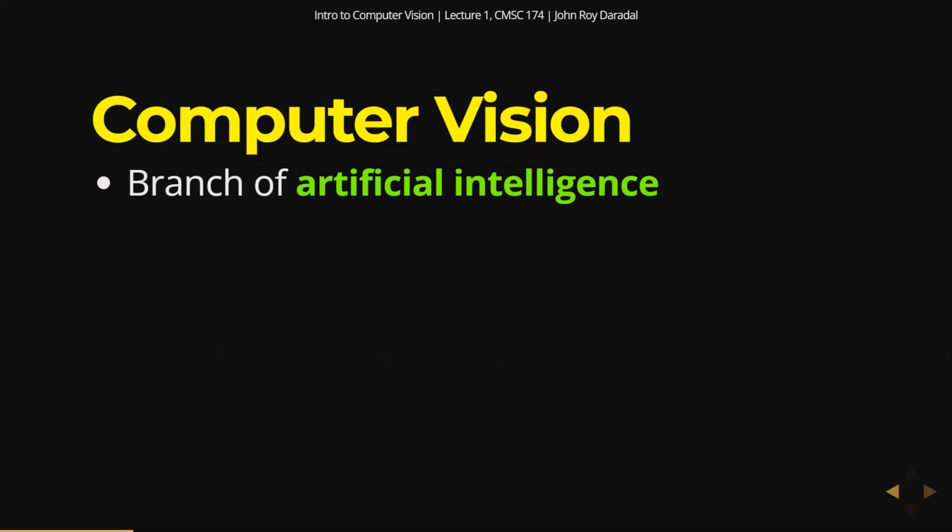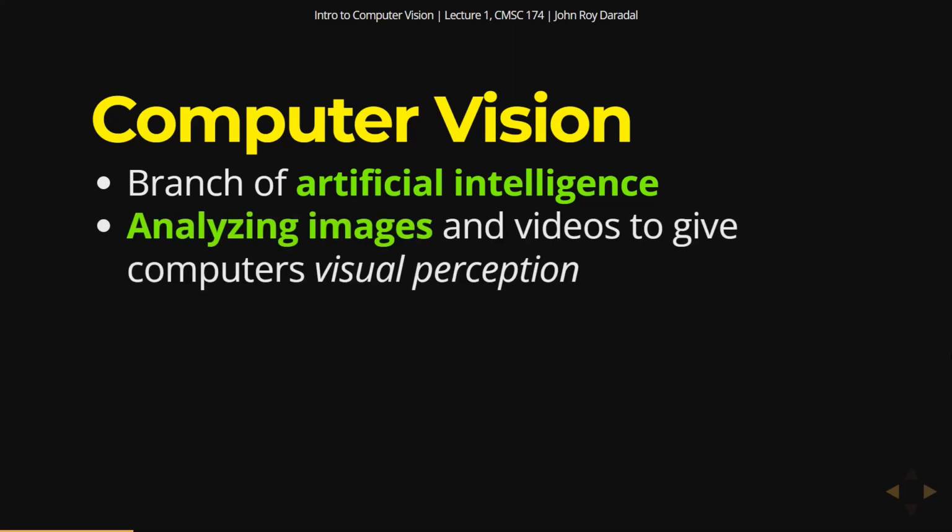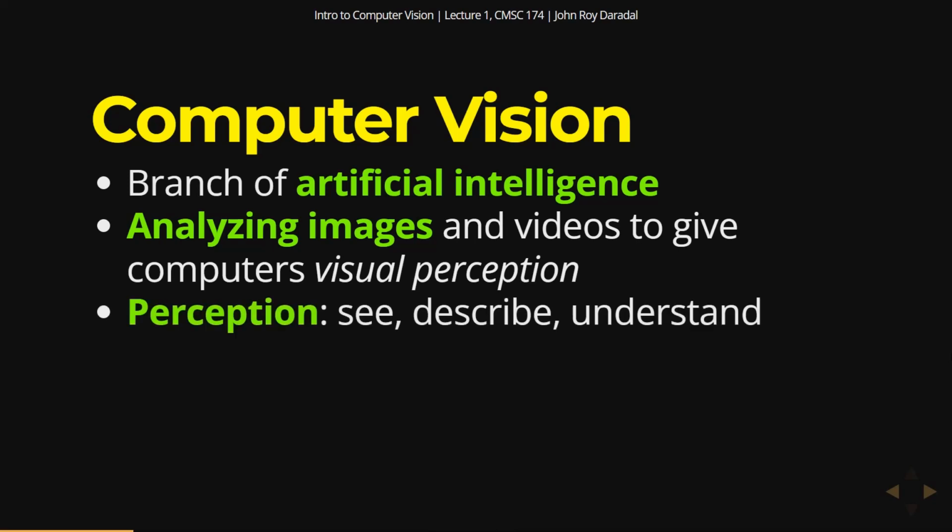So formally, computer vision is a branch of artificial intelligence. Okay, and its focus is on analyzing images and videos to give computers visual perception. Now, when we talk about perception, it's not only limited to seeing the scene or the environment. So perception comes in three parts. You see, you describe, and you understand.